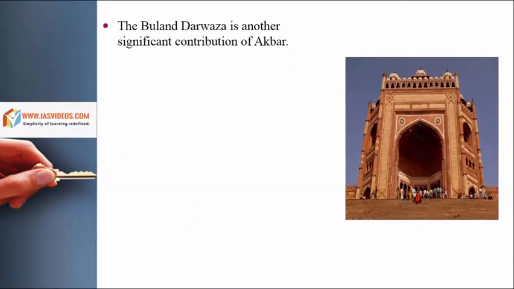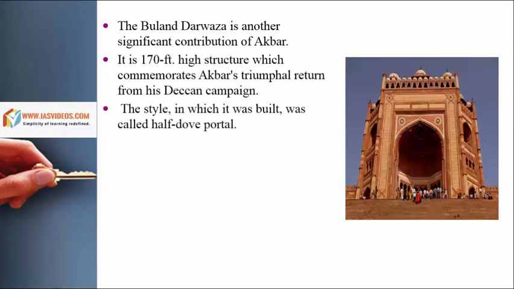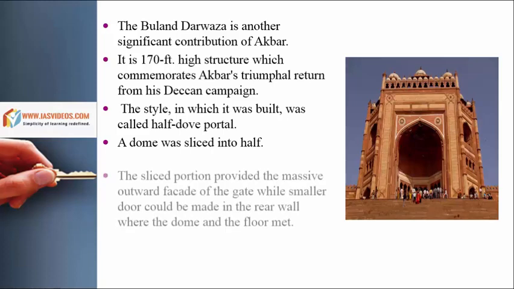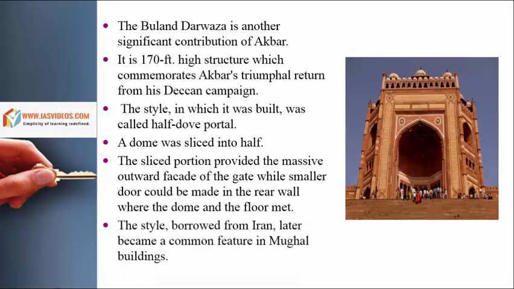The Buland Darwaza is another significant contribution of Akbar. It is a 170 feet high structure which commemorates Akbar's triumphal return from his Deccan campaign. The style in which it was built was called half-dome portal. A dome was sliced into half. The sliced portion provided the massive outward facade of the gate, while smaller doors could be made in the rear wall where the dome and the floor met. The style, borrowed from Iran, later became a common feature in Mughal buildings.